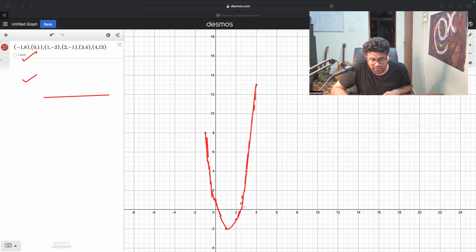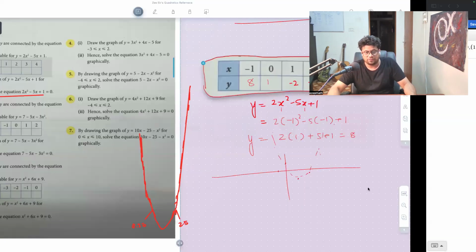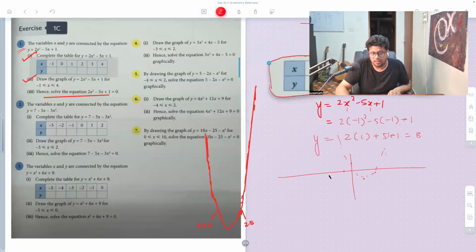This one looks like a 2.5 to me. And this one looks like a 0.25 to me. So those are the two values that I think are the solutions to this quadratic. So I'm going to put them up. Those are the two places. x equals 0.25 and x equals 2.5.